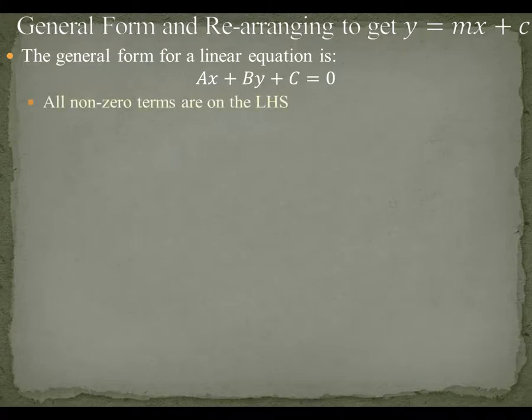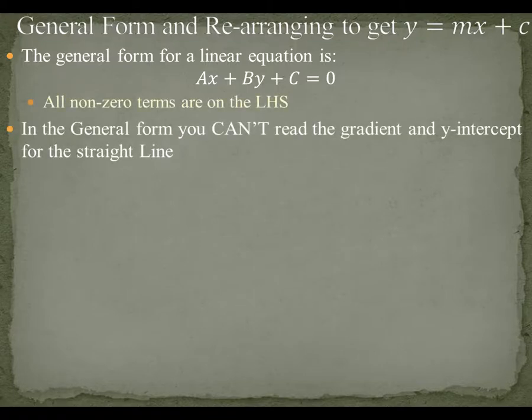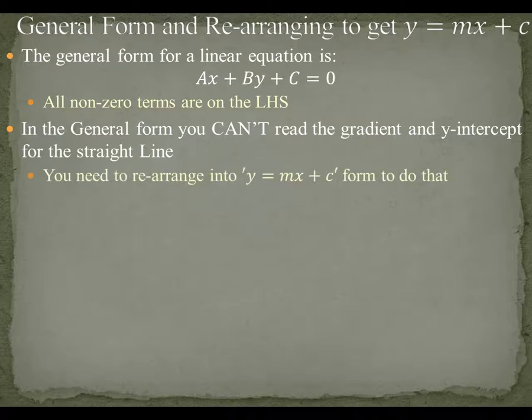It's quite rare to use the general form, but again, just be aware of it. In this one, all non-zero terms are on the left-hand side. In the general form, you can't read the gradient or y-intercept for the straight line without doing some form of mathematical manipulation. So it's not that useful, but there are times where it may be applicable to have it in that form, or the question starts out by giving you it in that form. So just be aware. Being able to rearrange it into y equals mx plus c form is a useful skill because it allows us to read the gradient or the y-intercept, which given bigger questions, bigger topics, may be very useful.